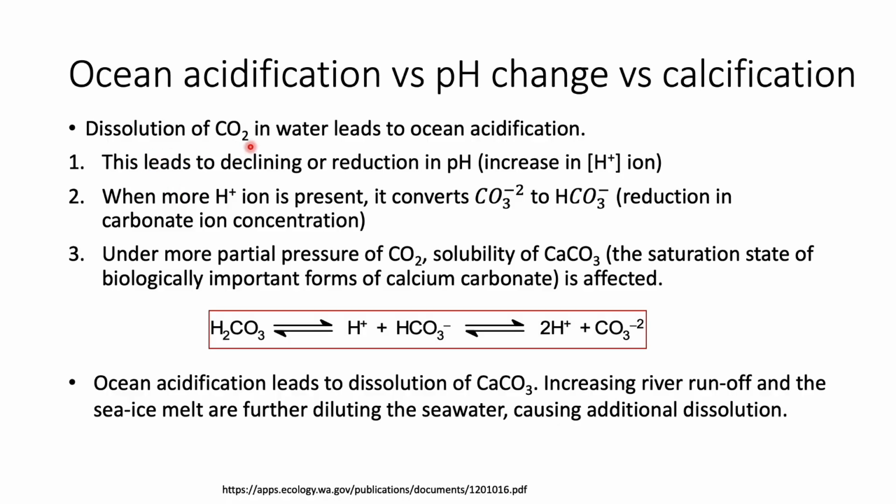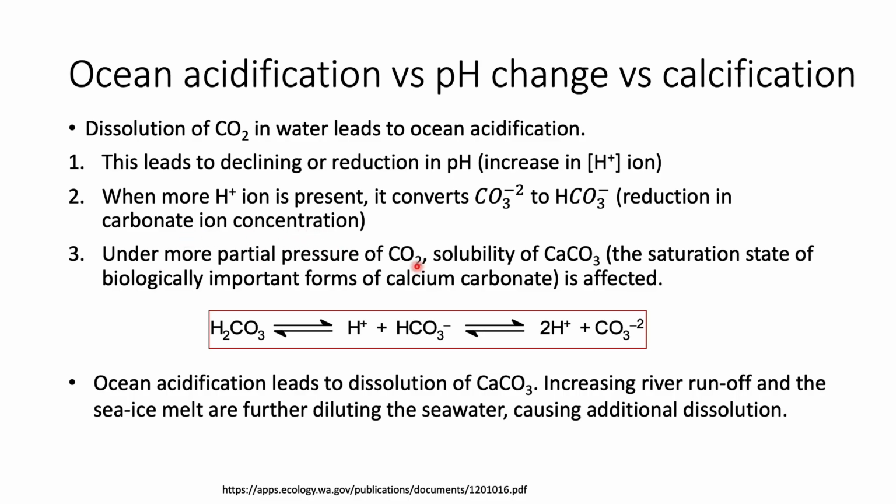So the dissolution of CO2 in water leads to ocean acidification. That's what we have been seeing so far. This leads to a reduction in the pH, that is, an increase in the H plus ion concentration. When more H plus ions are present, it converts carbonate anion to bicarbonate. So there is a reduction in the carbonate ion concentration. So this is the major change that is happening.